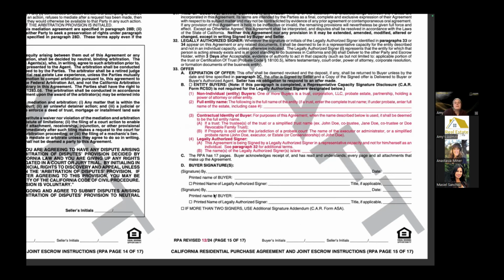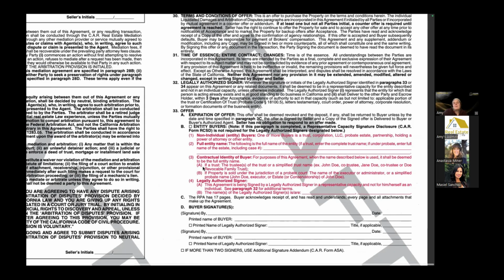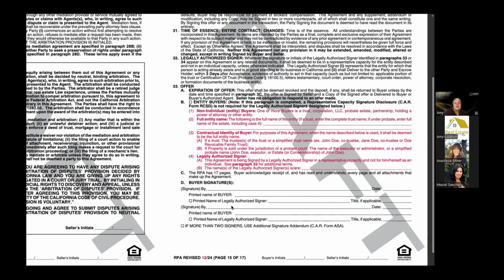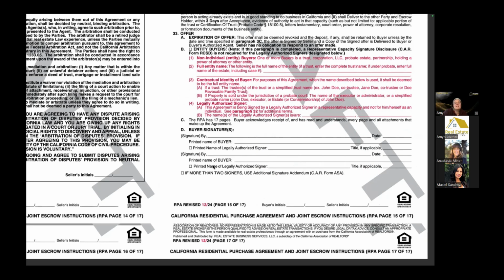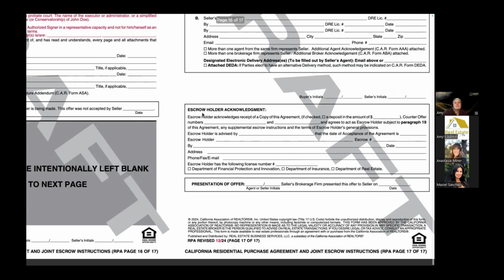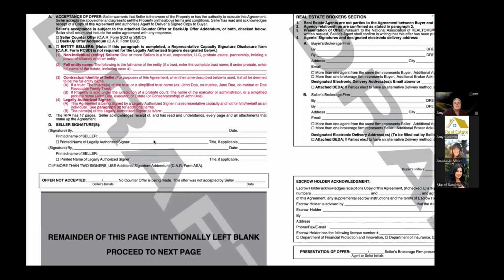All right. Here's page 14, liquidated damages, arbitration of disputes, nothing there. The other thing they've done is further elaborate on the entity buyers. So that's the buyer signature block. They've updated that information there, same as I described before. And then on the seller's signature block, it's going to have the same changes to the legally authorized signer if it's a representative capacity disclosure where it's not an individual buyer or seller.